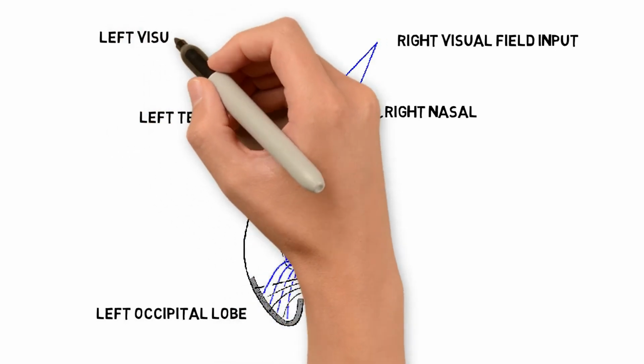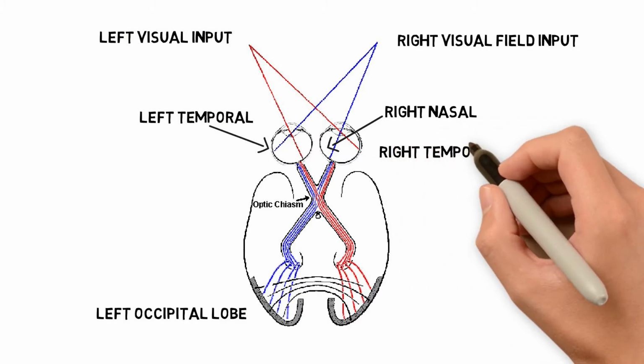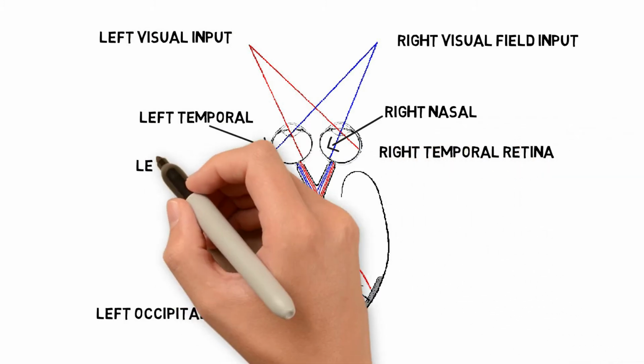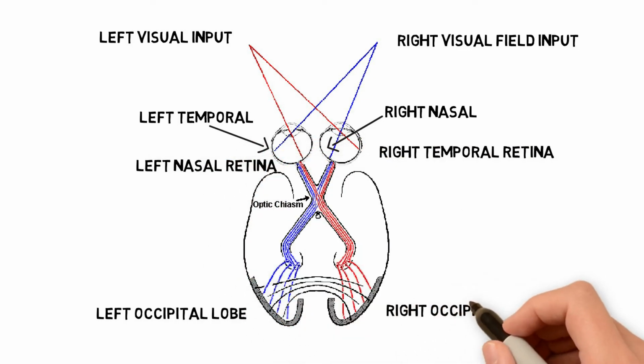The same is true for the left visual field, represented by the red light in this picture, ending in the right occipital lobe. So the right occipital lobe receives input from the left visual field.